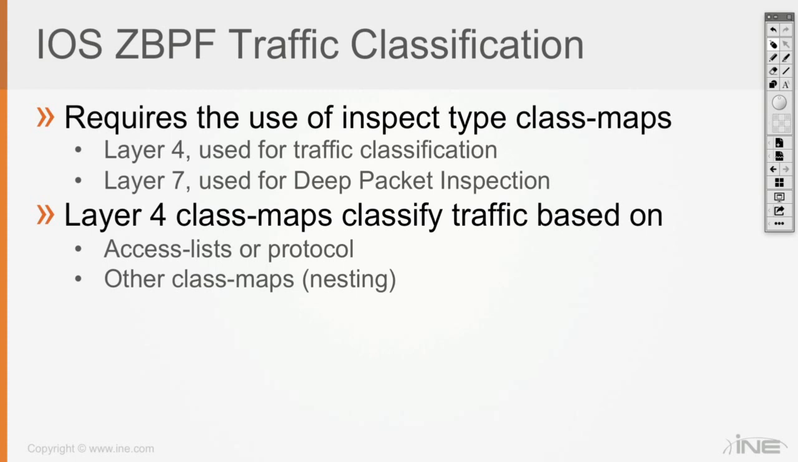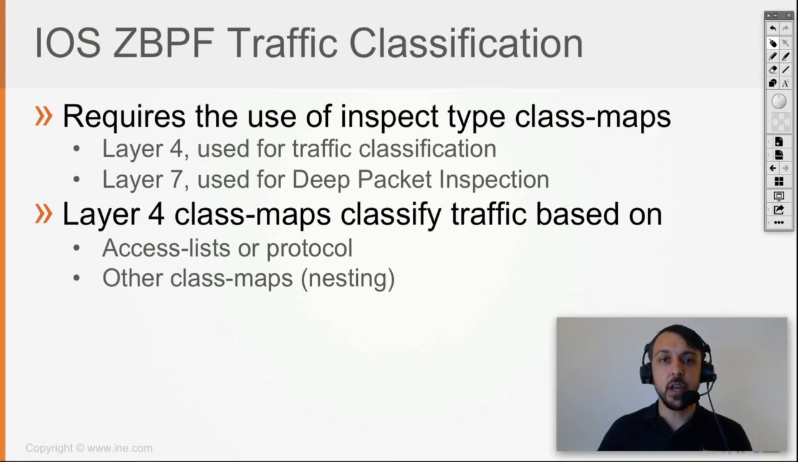Another option is to include other class maps in a class map, because as I said, this is a hierarchical configuration. Within a class map, you can match on the traffic by saying match access-group or match protocol, or you can also say match class-map, because you can do class map nesting. That's for scalability reasons.